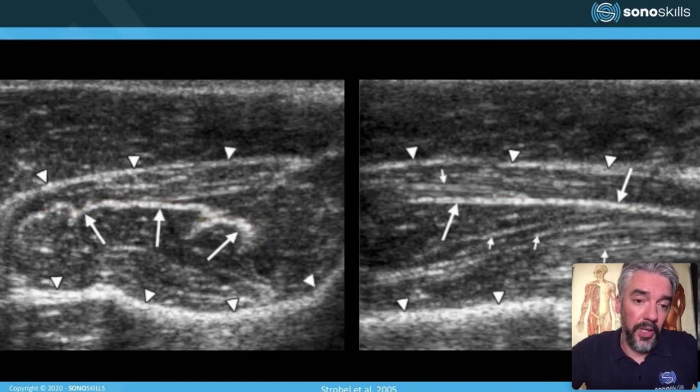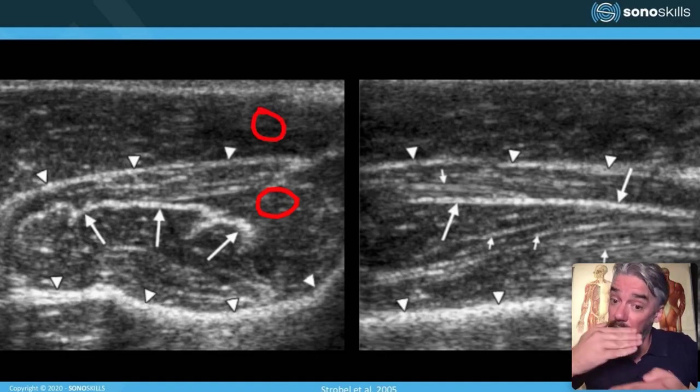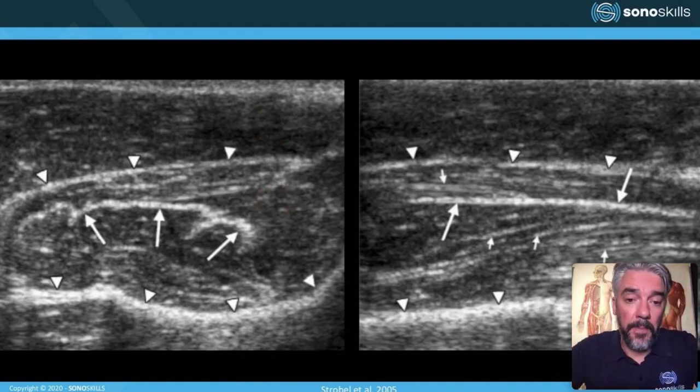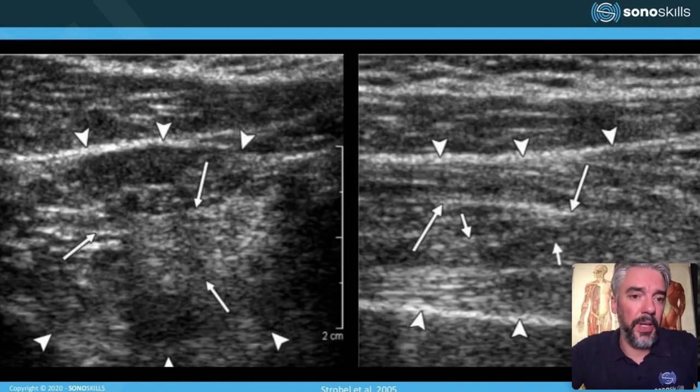We can also see that the echogenicity of the trapezius and the supraspinatus are relatively the same. So this is also good. This is a healthy supraspinatus. This is a little bit different. A hyperechoic zone starts to appear within the tendon, and it's really different from the overlying trapezius muscle.